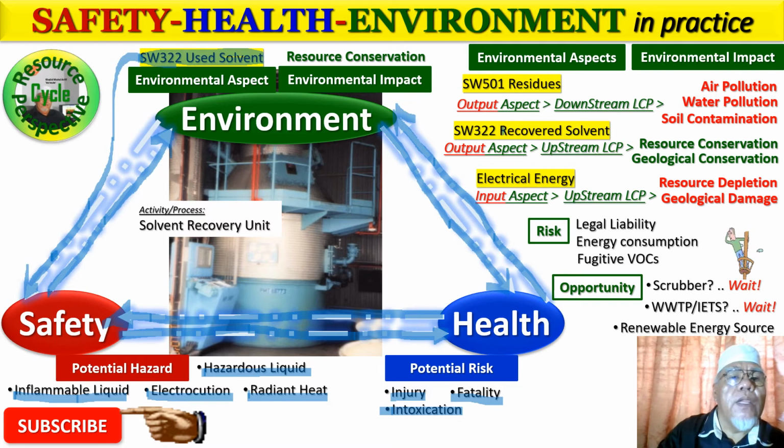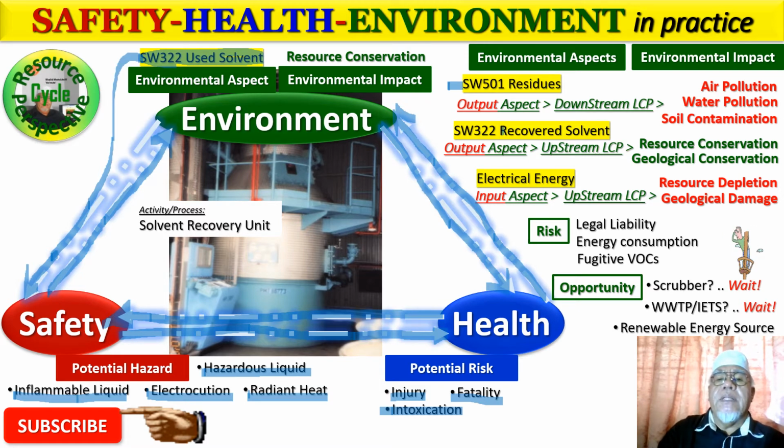Now, let's take a look at what we are here for, environmental management system. Please remember the definition of environmental management system. Now, I have before you three environmental aspects, which are SW501. In Malaysia, SW stands for scheduled waste. So one of the environmental aspects of interest from these units is the residue from the recovery.